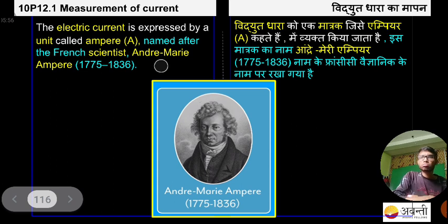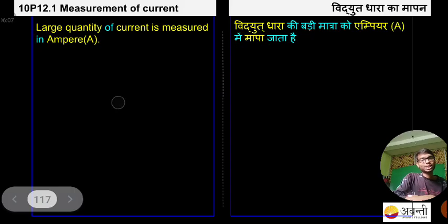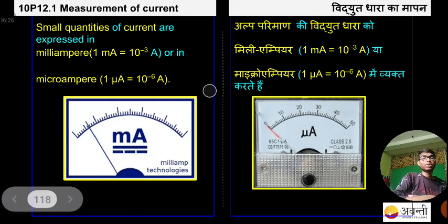This is an image of the scientist. He discovered the ampere to measure electric current. A large quantity of current is measured in ampere. Whether it is small or large, all this current can be measured using the ampere. We can represent ampere in mathematics by just its first letter, A.